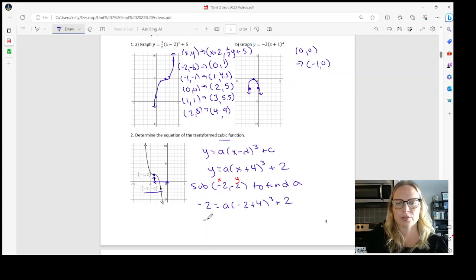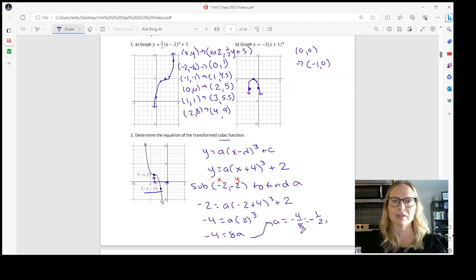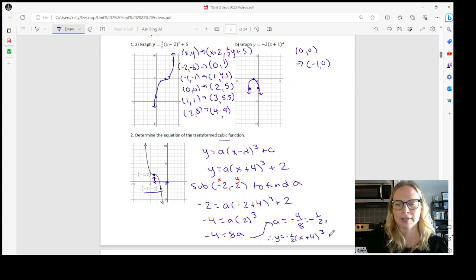I can move that 2 over. This is going to be 2 cubed, which is 8. And a will be -4 over 8. Always simplify your fraction, so this is -1/2. So our equation is y equals -1/2 (x plus 4) cubed plus 2. So those are the two main skills: how to graph given an equation and how to write the equation given the graph.